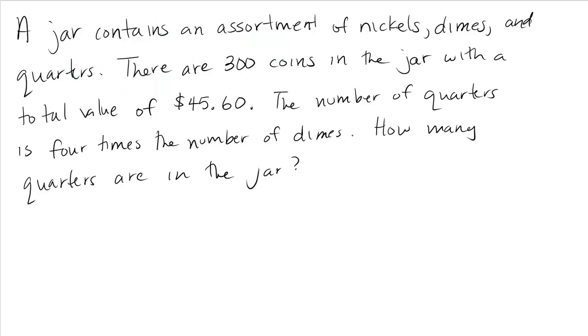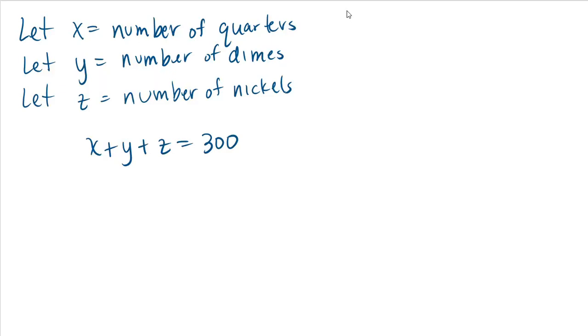We know the total value is $45.60. Using the fact that a quarter is 25 cents, a dime is 10 cents, and a nickel is 5 cents, come up with an equation that tells us that the total value of the coins is $45.60.